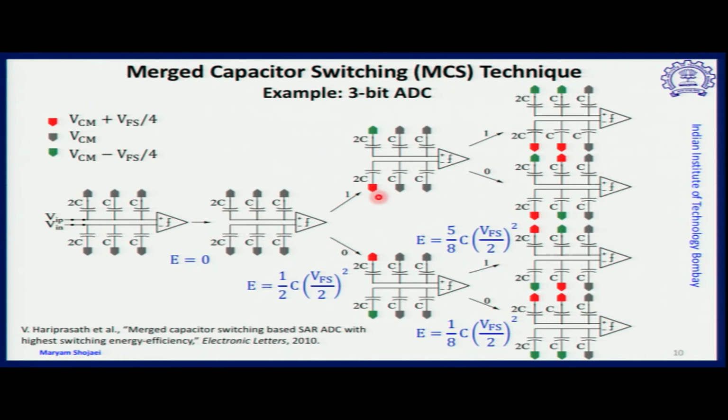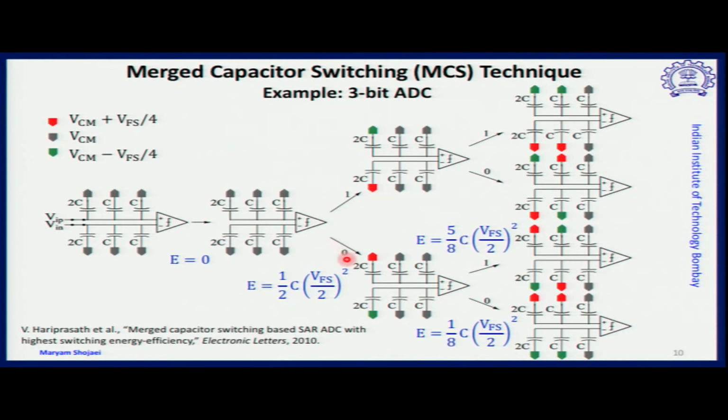So that's why we have the connection to the positive supply for the V in N side and connection to the negative supply at the V in P side. So we have two connections, but voltage levels are moving from VCM to VCM minus V full scale by 4 and VCM plus V full scale by 4.